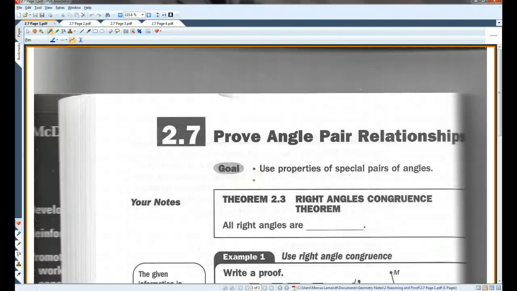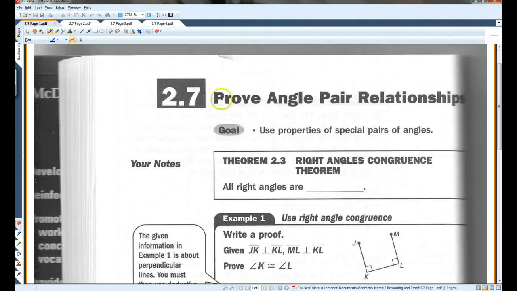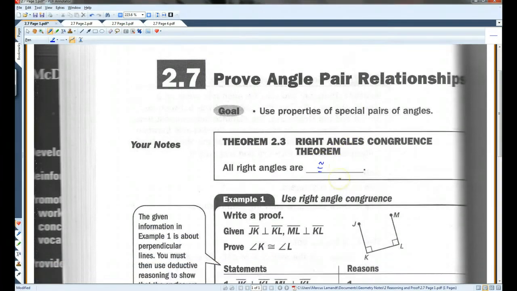Alright, 2.7. Prove angle pair relationships. Theorem 2.3. The right angles congruence theorem basically says that all right angles are congruent. Sounds pretty obvious, but there's actually a theorem that says that.